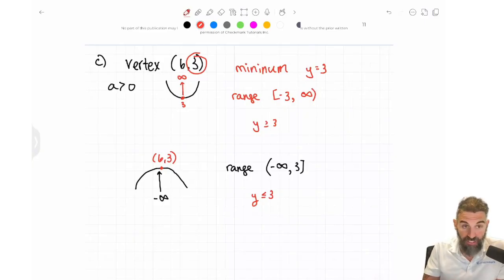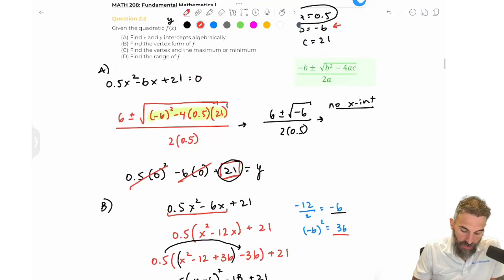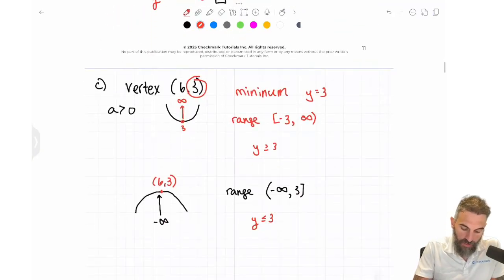In both cases, guys, the domain, had they asked it, would have been negative infinity to positive infinity because your x values can take any real number. Okay, was there a D to this question? Oh, that was D. Okay. So the vertex was C, and the range was D.